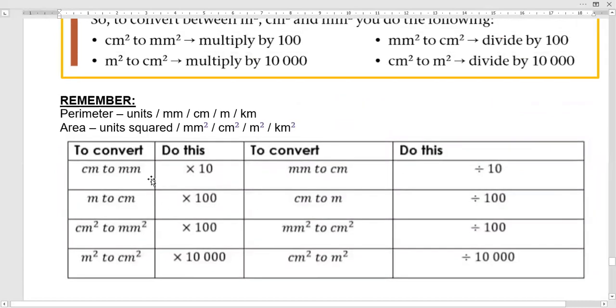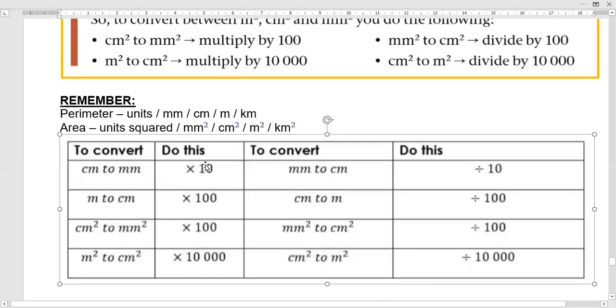Remember you are converting from centimeters to meters, but when you are doing area, you are starting to convert between centimeters squared to millimeters squared. So now instead of multiplying by 10, if you look here, from centimeters to millimeters, we multiplied by 10, right? So we multiplied by 10. Whereas now from centimeters squared to millimeters squared, we're taking that 10 and we're squaring the 10. So what's 10 squared? 100. So we're going to go times 100.